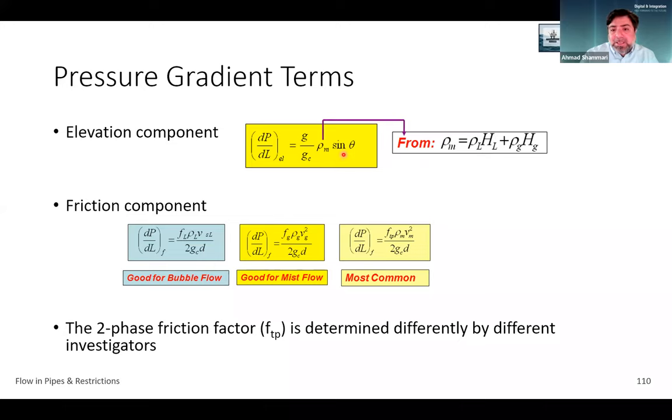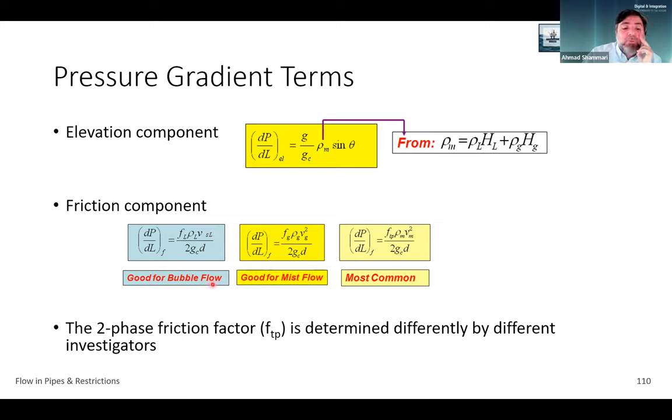So now this depends on the angle, right? Of course, for vertical pipe, this is the maximum. And as we scroll down, if we go to horizontal, then this becomes zero, okay? There's no elevation term for pressure drop for horizontal flow. This is the frictional component, okay? So depending now on the flow pattern, we need to use a different friction factor. Look into this term here.